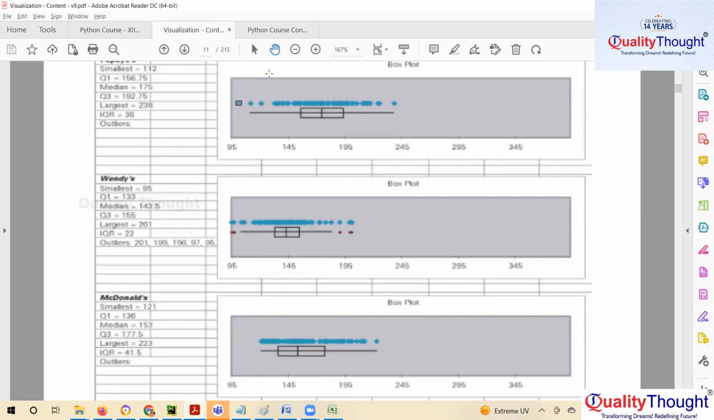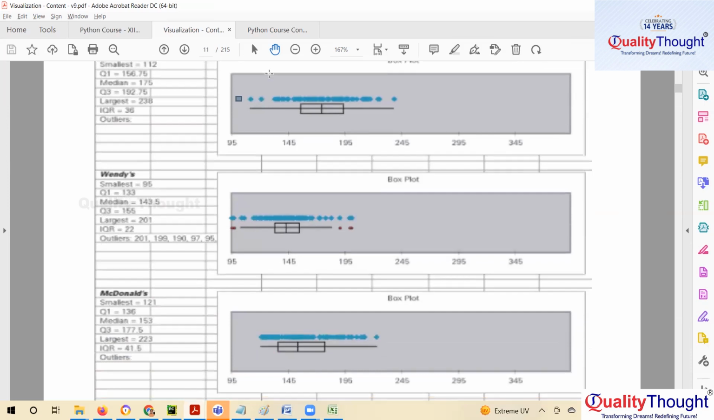Now you tell me. You can see 3 box plots, right? McDonald's, Wendy's, and Popeyes. Tell me which is better in your opinion. Which restaurant is better?